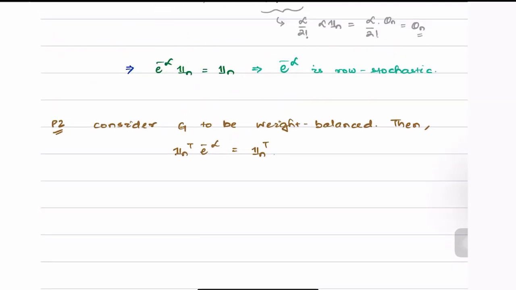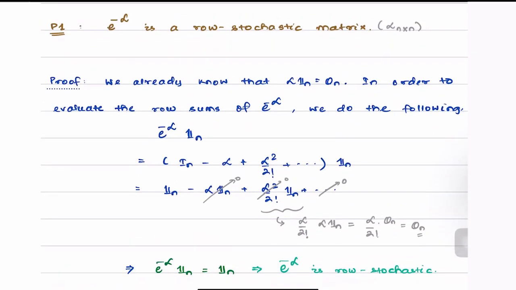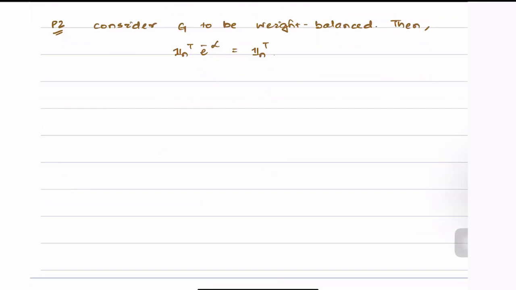Let me highlight something before we look at the proof. The first condition applies to every e raised to the power minus L, meaning every e raised to the power minus L is row stochastic. Now, additionally, when the digraph is weight balanced, as shown here, then e raised to the power minus L becomes also column stochastic. So the proof of this again is very simple. Let's quickly look at it.